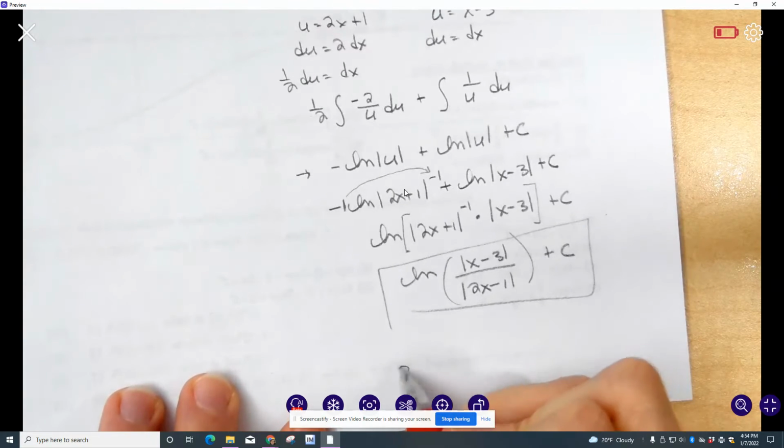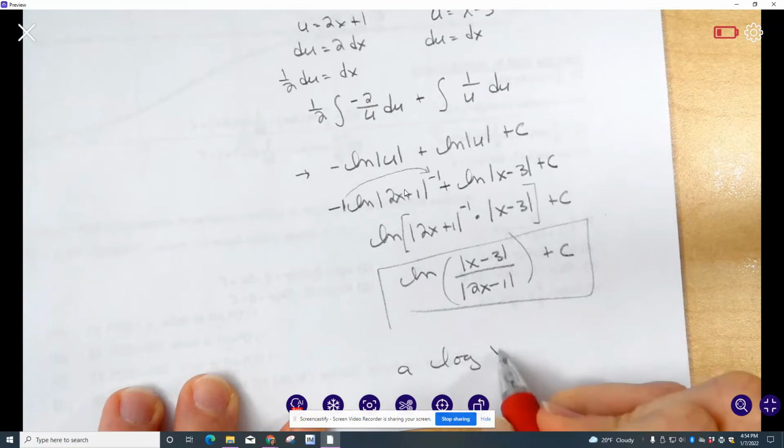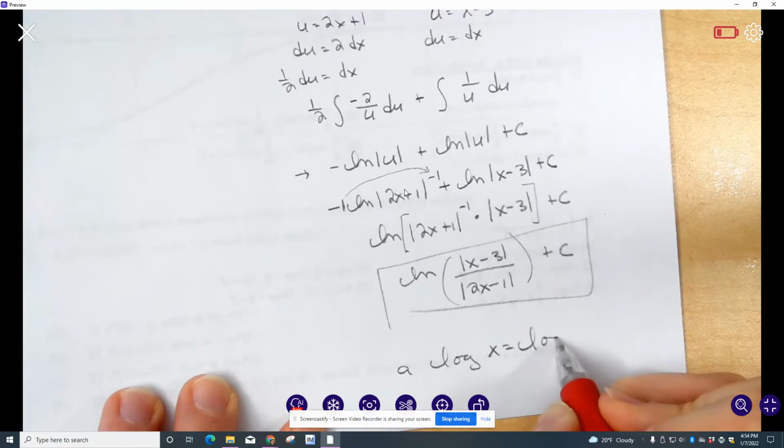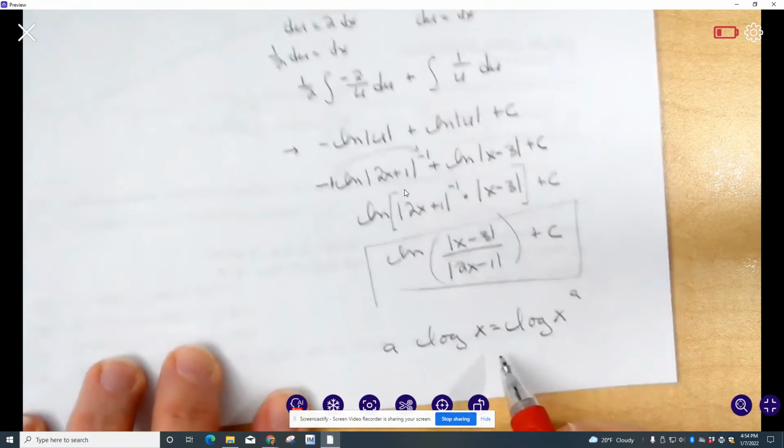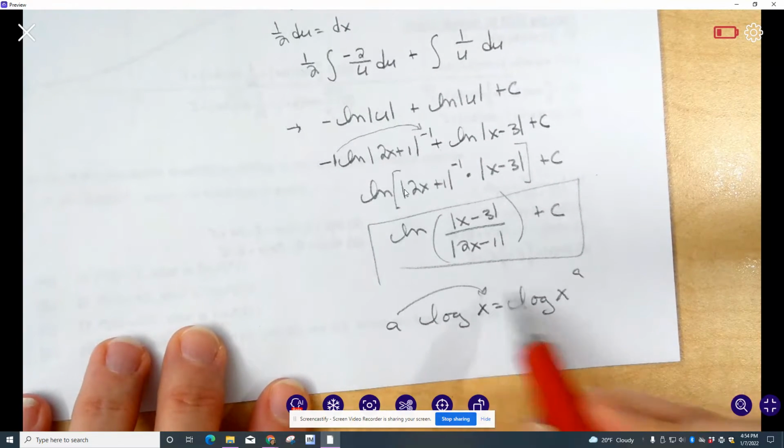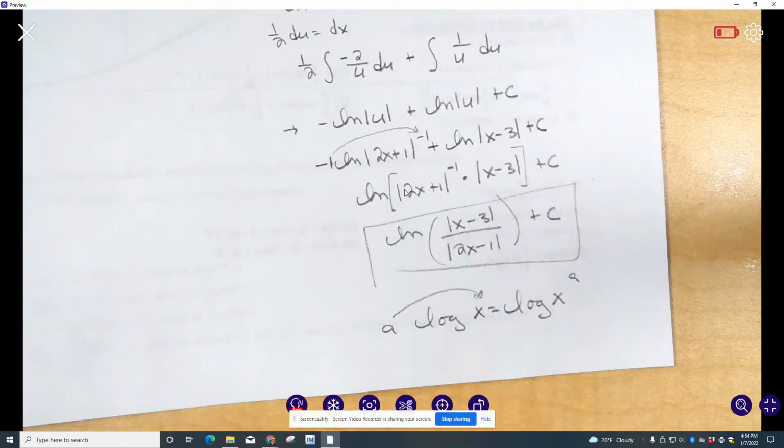Okay, so that rule I just did there looks like this. That's that power rule, they call it for logs.